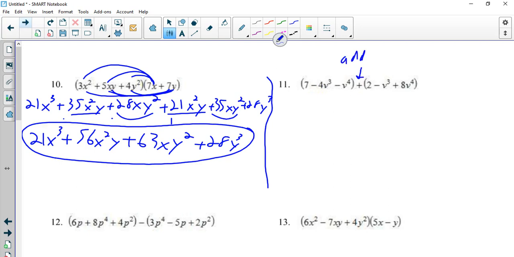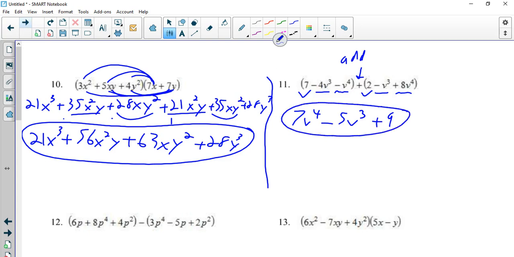Add, not multiply. Just look for common terms. Okay, I have a v cubed and a v cubed. I have a number and a number. I have a v to the fourth and a v to the fourth. And that's how they're going to join. So 8v to the fourth minus 1v to the fourth is 7v to the fourth. Now my cubes. Negative 4v cubed minus 1v cubed is minus 5v cubed. You borrow $4, you borrow $1, you owe 5. And then 7 plus 2 is 9. That's it.